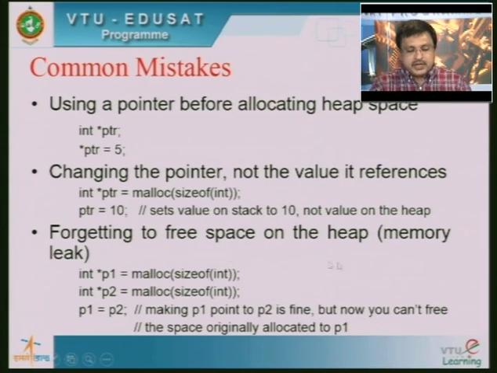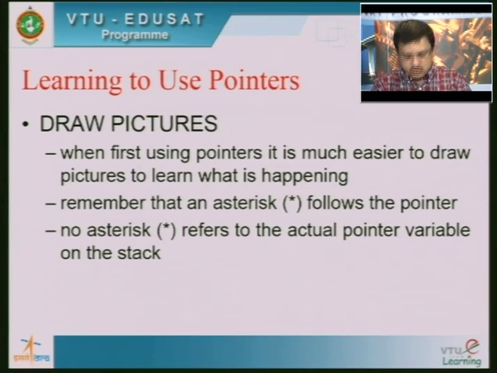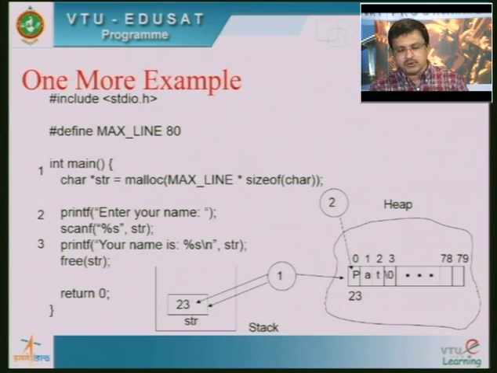Then there is forgetting to free space on the heap, which is what we discussed in the previous example. You have 2 pointers and you have allocated some space to them, and if you do P1 is equal to P2, you are overwriting the pointer value P1. Now it is your job to see that the allocated space, which is this, is freed. That is one more common mistake that most programmers make. We will now re-emphasize that with a couple of examples.